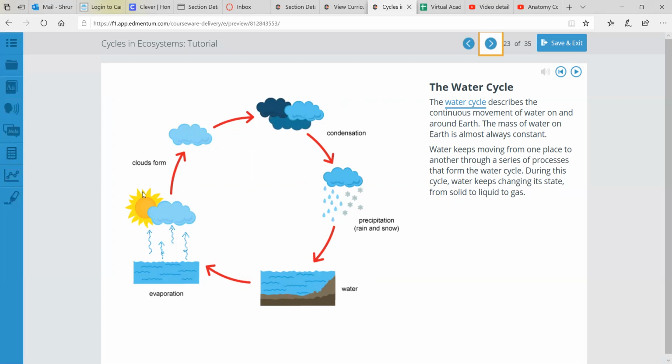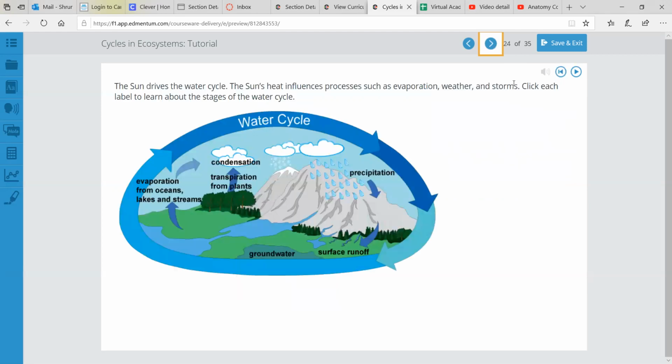So liquid to gas, back to liquid and or solid, and then back to liquid again. Yeah, and you're familiar with that if you've grown up at all. Water's always doing this stuff. And the main driver of this is the sun. The heat from the sun causes evaporation, other weather, and storms. And we can click on each label and learn about the stage.